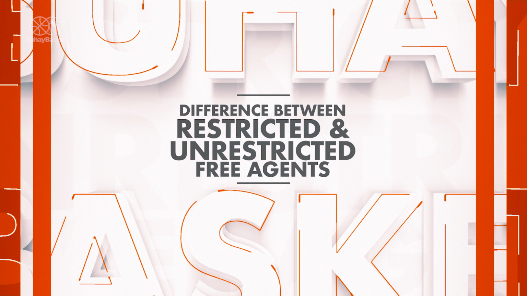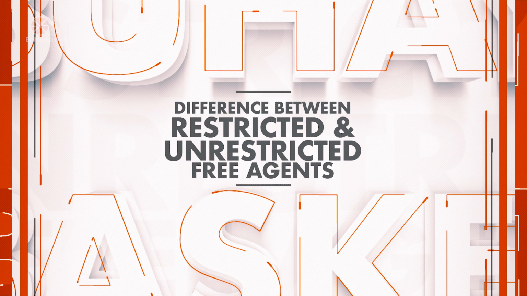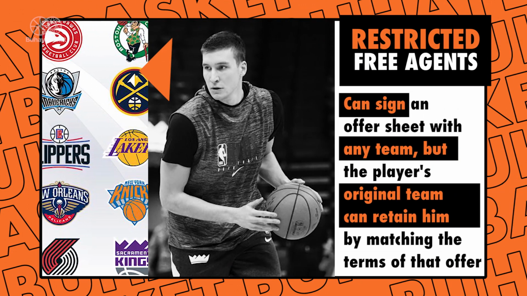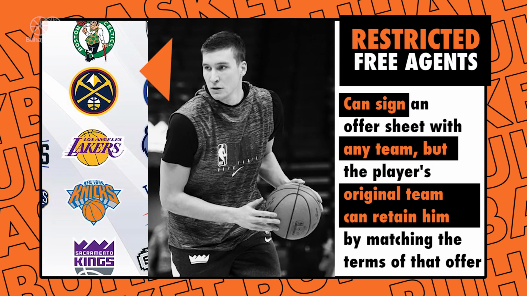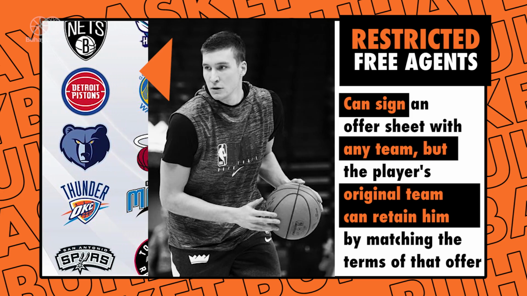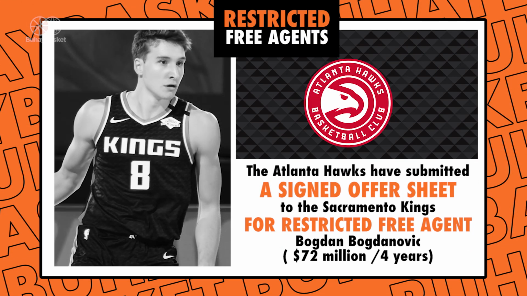Now let's talk about the difference between restricted and unrestricted free agents. A restricted free agent is a player who can sign an offer sheet with any team, but his original team has the right of first refusal. When a restricted free agent wants to sign with another team, he and the new team sign an offer sheet, which is given to the player's original team.